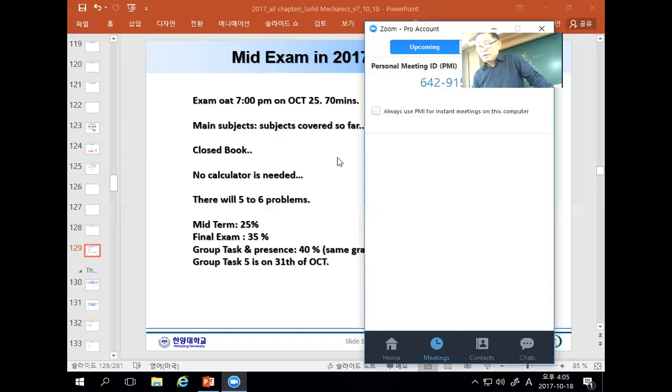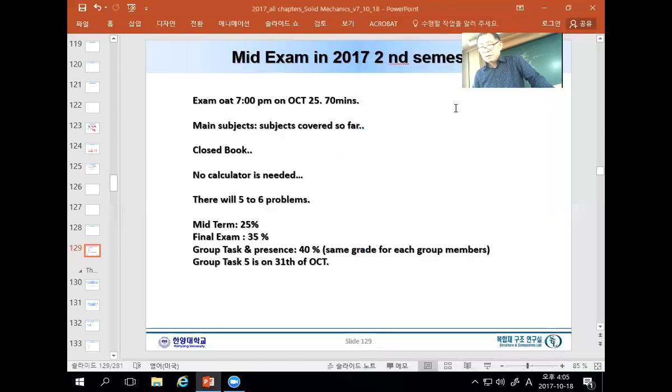Okay. So this midterm will be the grade. The final of this midterm will correspond to 25% of the total grade, and the final exam will be 35%. And your group task is the most important one, and that will be 40% of your grade.